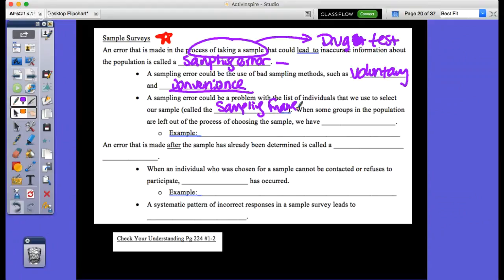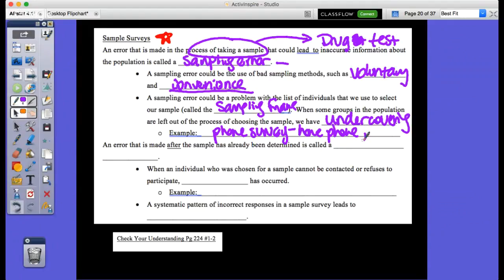There's no equal representation here. And if they're left out of the process, we call this undercovering. Undercovering, my fault. Undercovering, all right? A good example of this is a phone survey. Let's say that it's off the home phone. Let's say we're trying to conduct the survey of, hey, do you like the new QT?